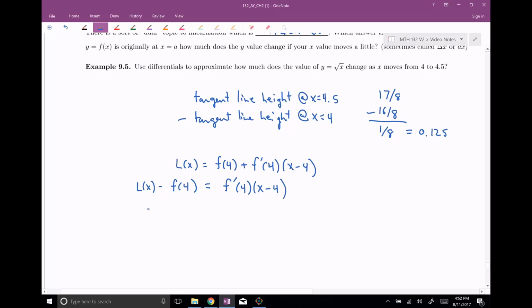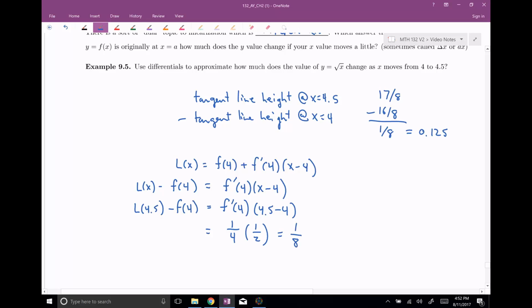And now you can see this is actually the change in height, especially if I plug in 4.5 for my x. f prime of 4 times 4.5 minus 4. So again, this is how much did our y value change, right? Here it was originally f of 4, and then here's the height at 4.5, or really the tangent line's height at 4.5. And the claim is this is equal to f prime of 4 times 4.5 minus 4. And let's just verify that we get the same result. So again, we already calculated out f prime of 4. That was 1/4. And now 4.5 minus 4 is going to be 1/2. And so we get the same answer of 1/8.